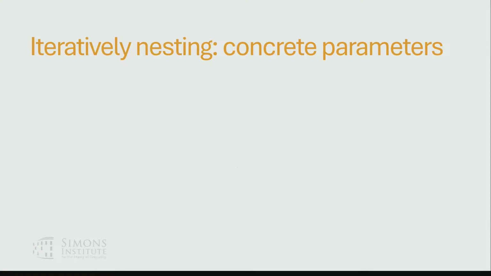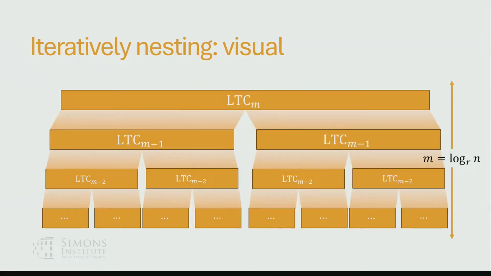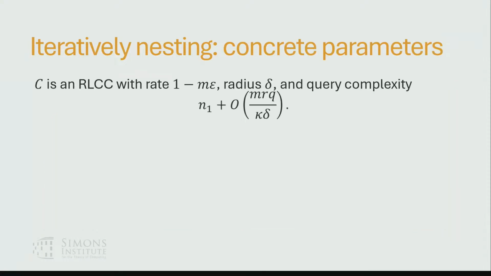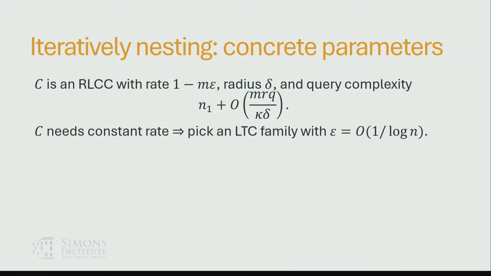So this is what our RLCC will look like. What are the actual concrete parameters that we're going to plug in? Just copied from the previous slide, these are the rate and query complexity expressions. We want C to be an asymptotically good RLCC, which means it has to have constant rate. Because the rate is like 1 minus m epsilon, we'll have to choose epsilon to be like 1 over log n.